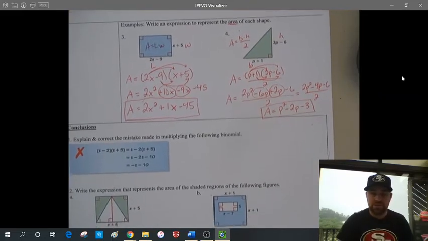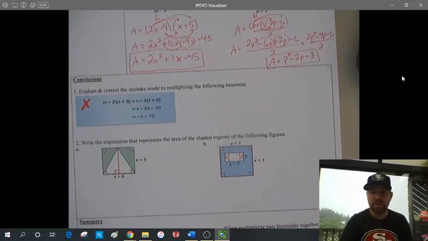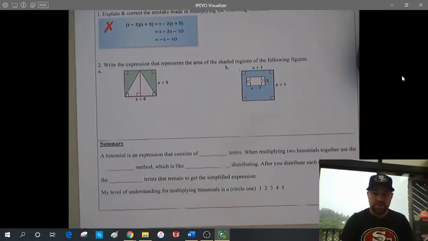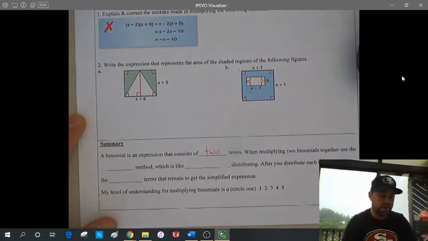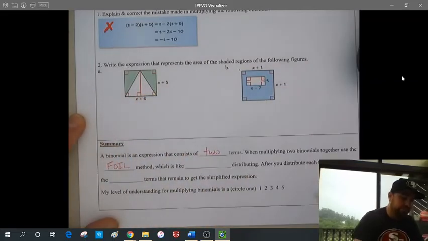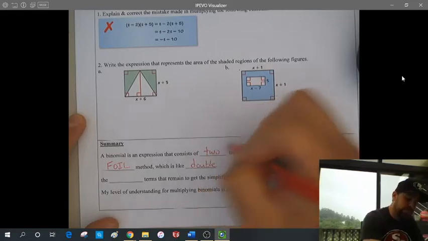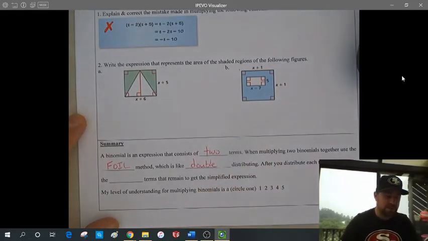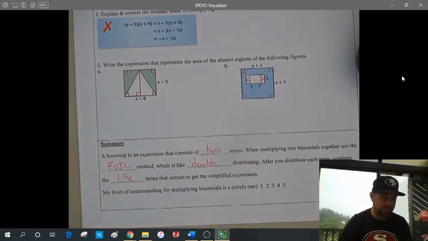Okay, again, conclusions. If you're working on your own on the notes, feel free to go through those and then check your answers later with the answers that I post. But we'll jump down to the summary part of things here. So a binomial is an expression that consists of 2 terms. When multiplying the 2 binomials together, use the FOIL method, which is like double distributing. After you distribute each term, combine like terms that remain to get the simplified expression.